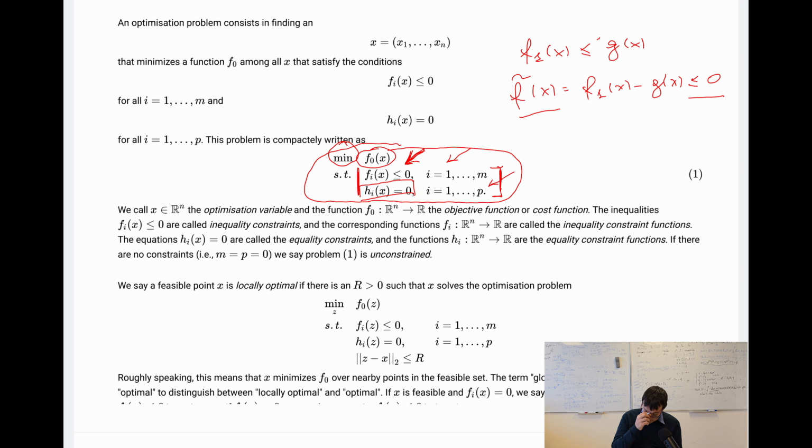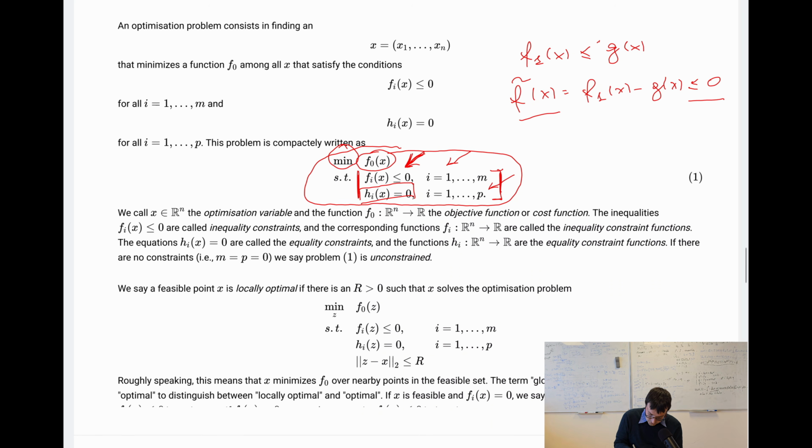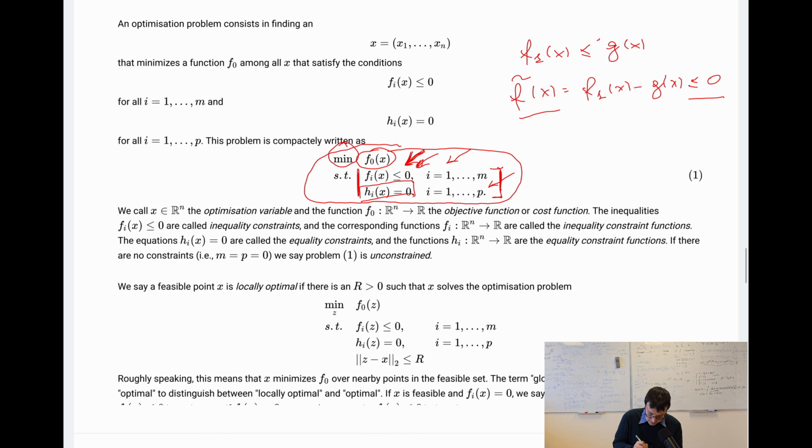So we have this set of constraints which are called inequality constraints, and then we have this set of constraints which are called equality constraints. If there are no constraints in our problem, then the problem is called unconstrained.